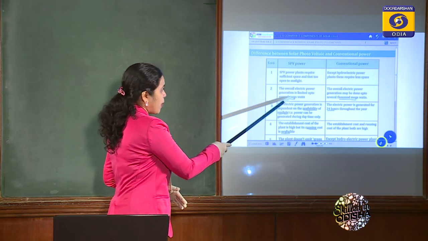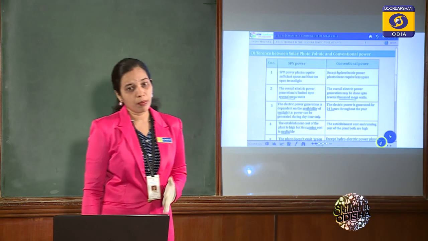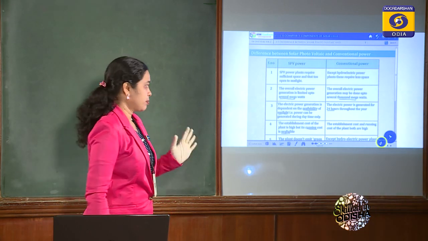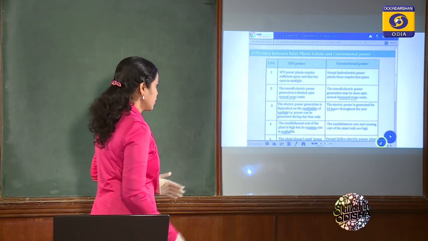The output power from a solar photovoltaic power plant is limited, up to several megawatts. But conventional power generation plants generate more power as compared to a solar photovoltaic power plant. They generate 1000 megawatts of power, which is a very big amount as compared to a solar photovoltaic plant.